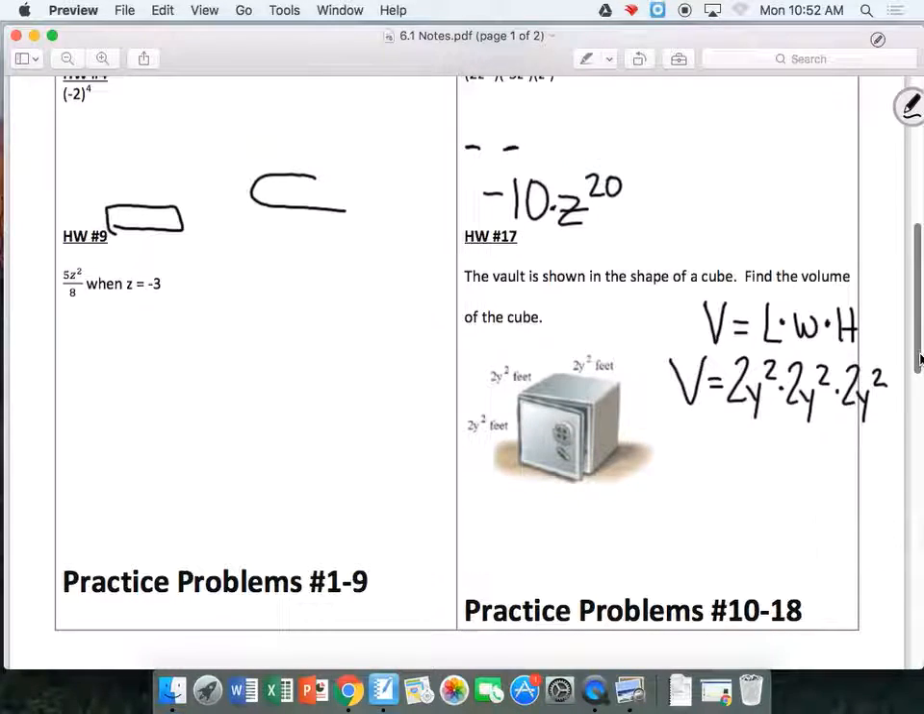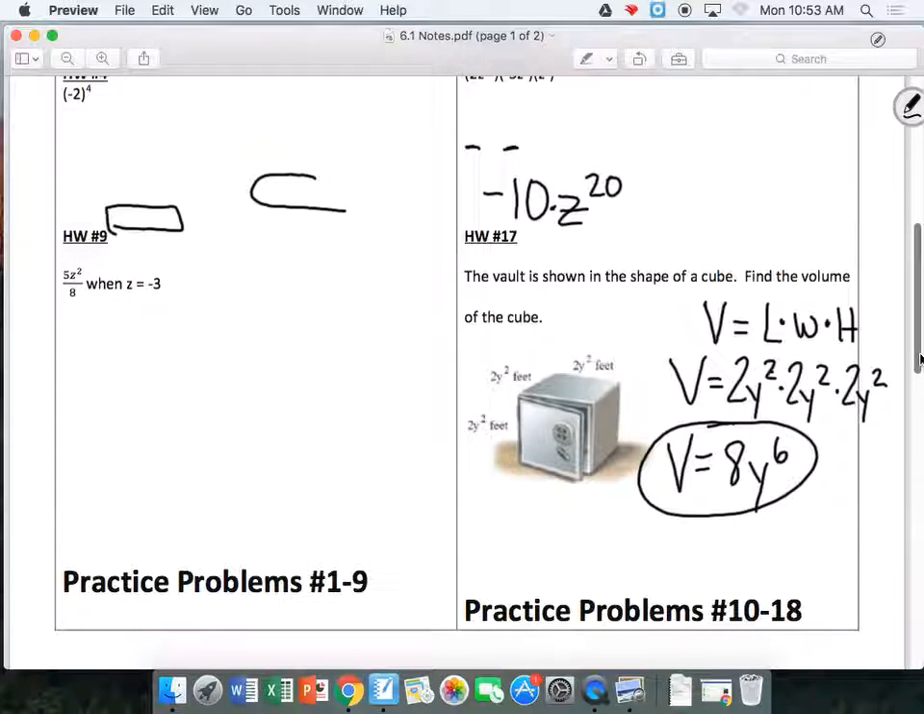So 2 times 2 times 2 is 8. Now, on the exponents though, we don't multiply them, we add them. So 2 plus 2 plus 2 is 6. So it's 8y to the 6th is the volume.